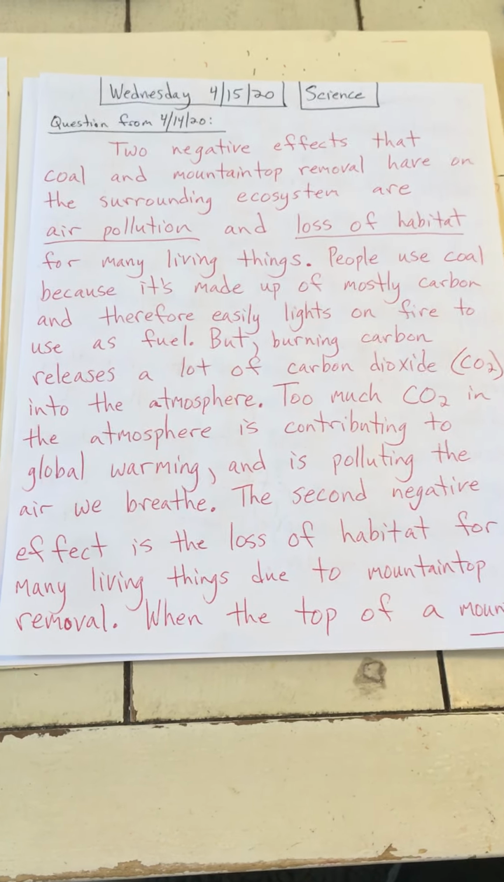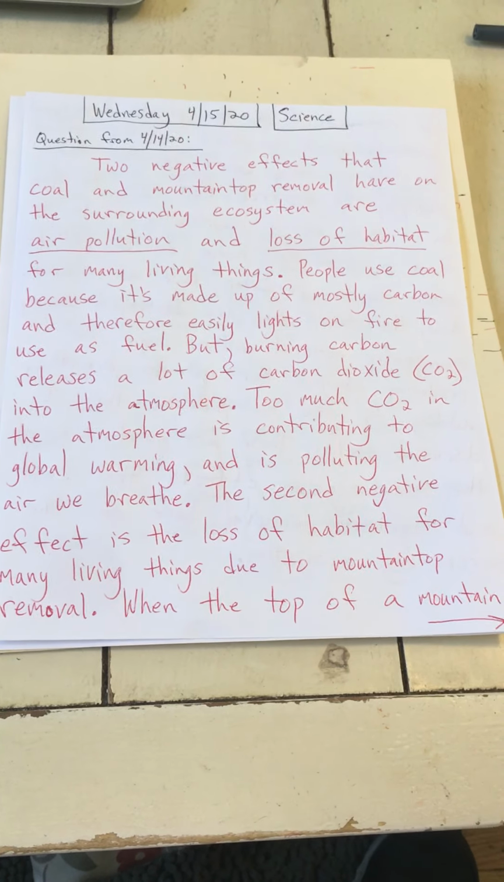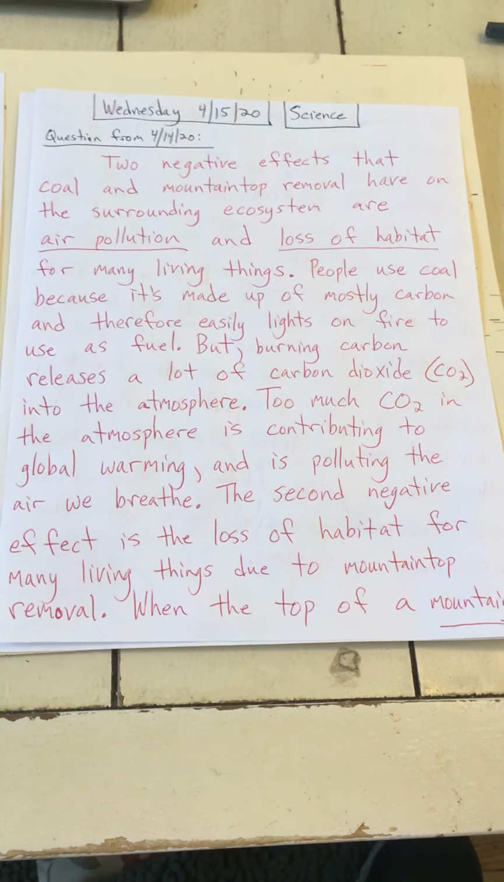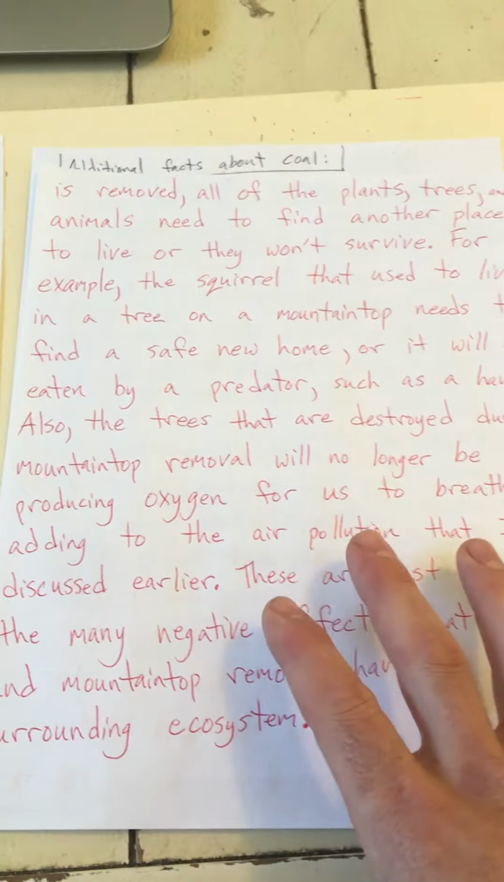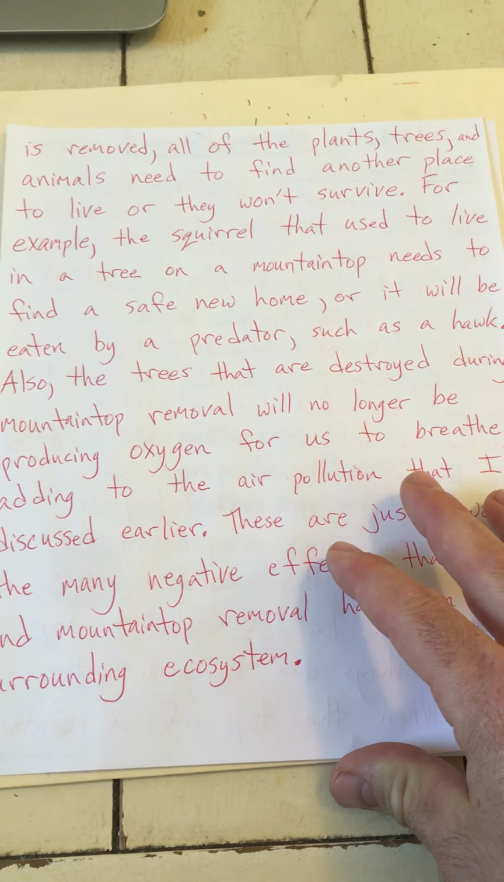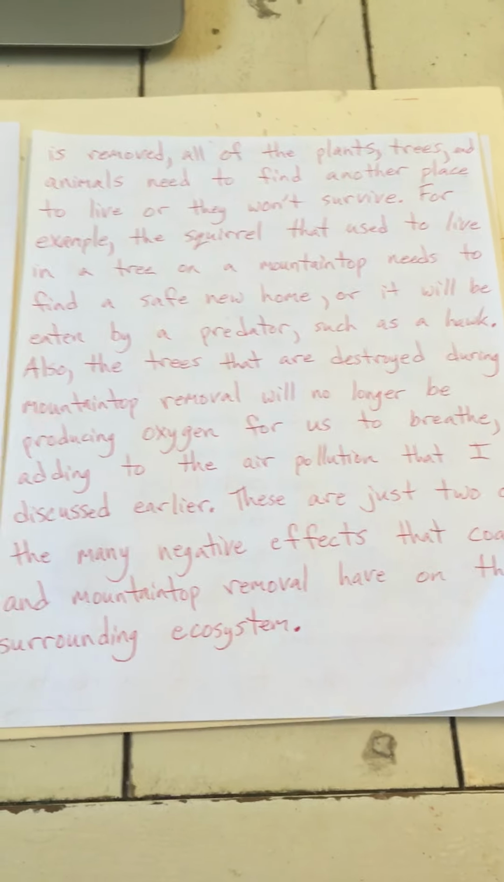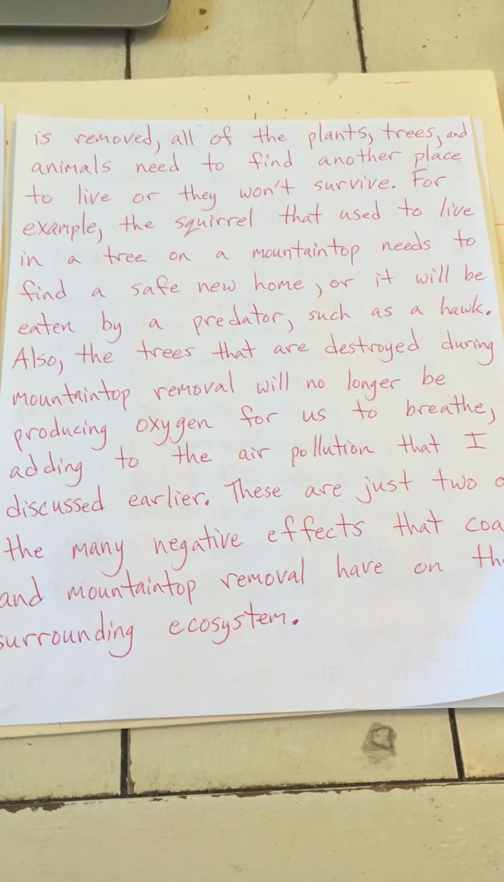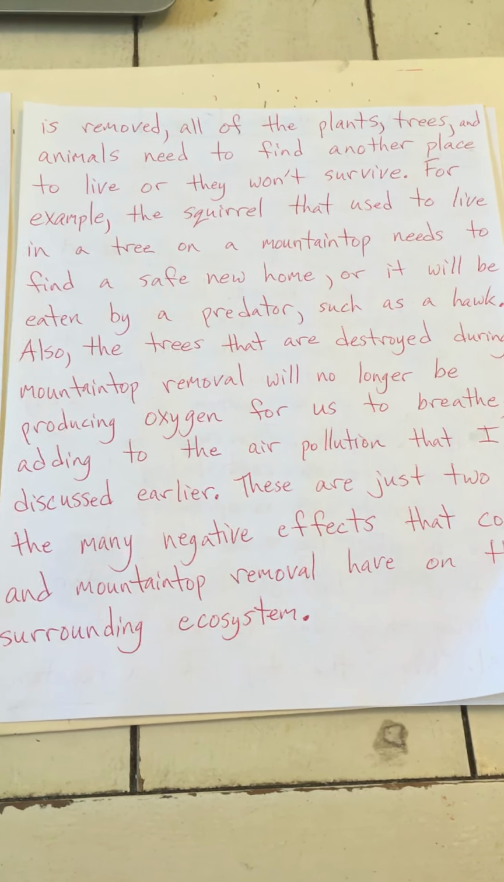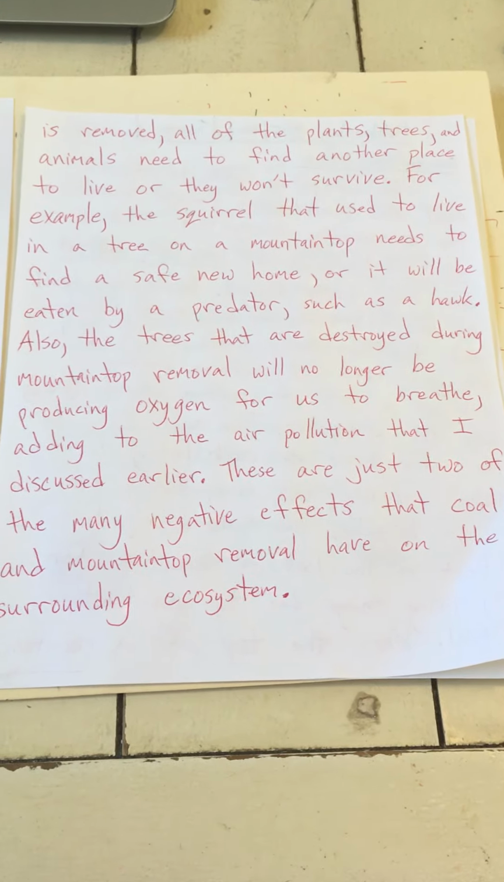The second negative effect is the loss of habitat for many living things due to mountaintop removal. When the top of a mountain is removed, all of the plants, trees, and animals need to find another place to live or they won't survive. For example, the squirrel that used to live in a tree on a mountaintop needs to find a safe new home or it will be eaten by a predator, such as a hawk.